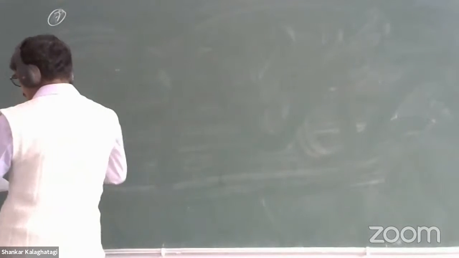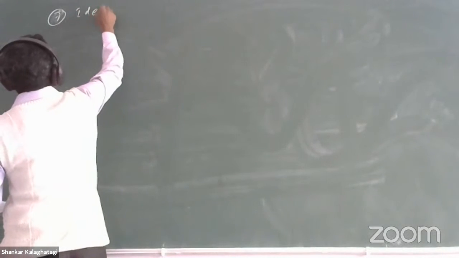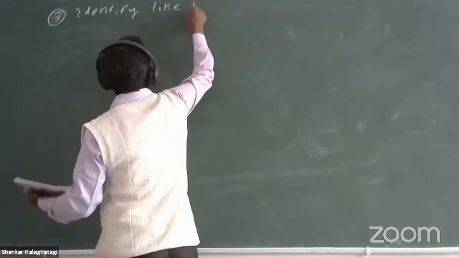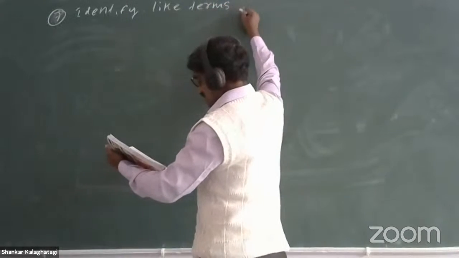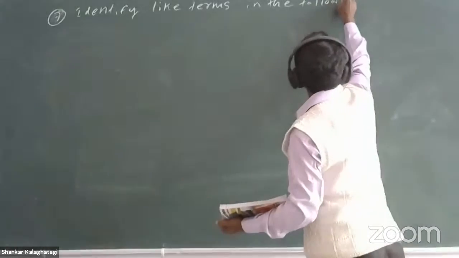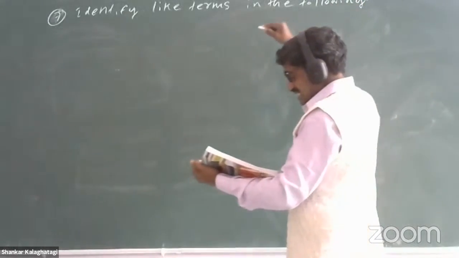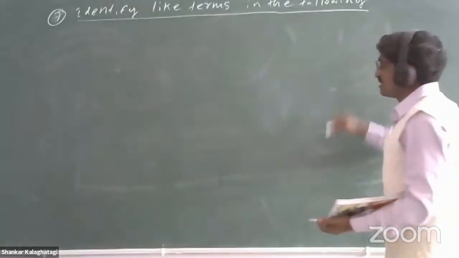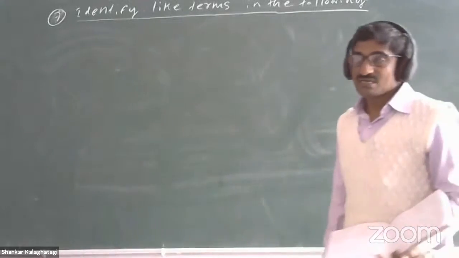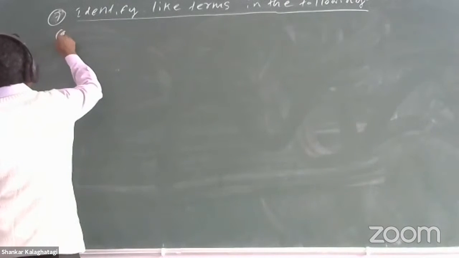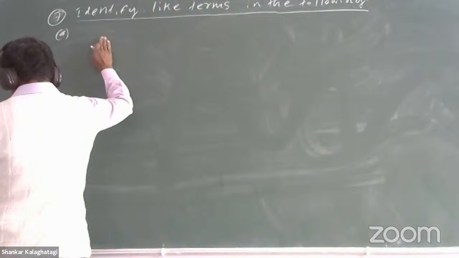Seventh, identify like terms in the following. See, he has given you to practice more like terms. Here he has mixed up everything and asked you to identify the group of like terms. In A, just keep seeing whether I am taking all terms correctly or not, okay?